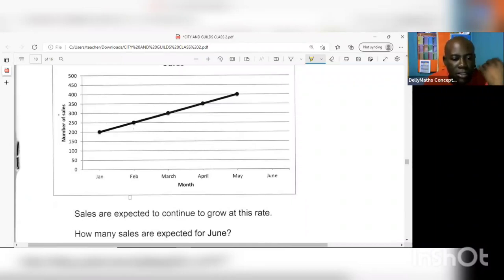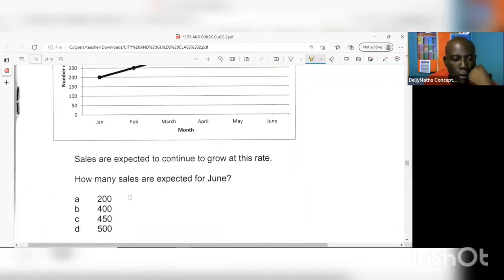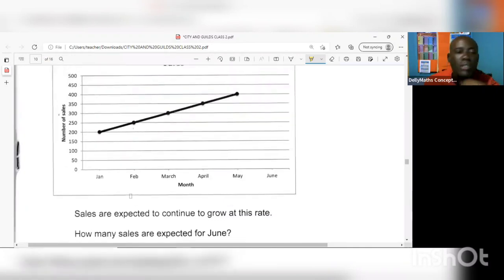All right, the graph shows the number of kitchens sold each month in a year. Sales are expected to continue to grow at this rate. How many sales are expected in June? So look at the rate. You can look at the rate for every month. Between January to February, it's going up by 50. Between February to March, it's going up by 50 again. So I'm expecting by May to June, it to go up by 50, just the same.